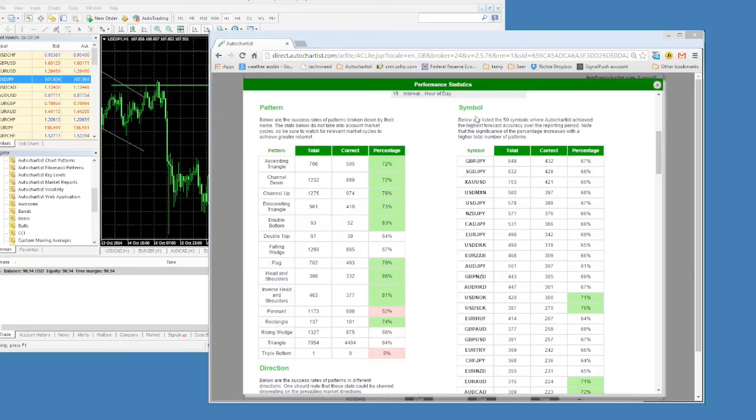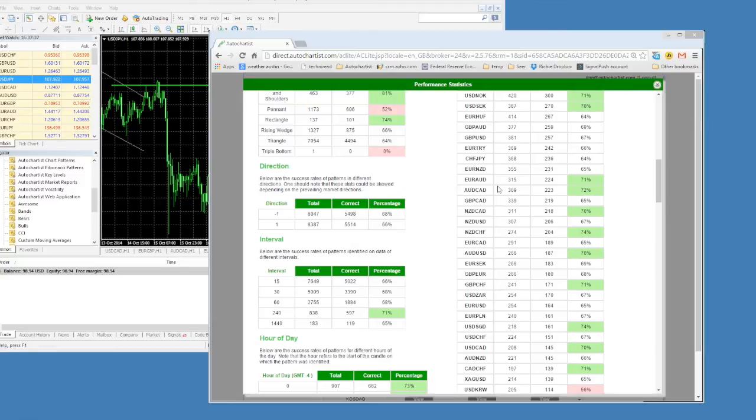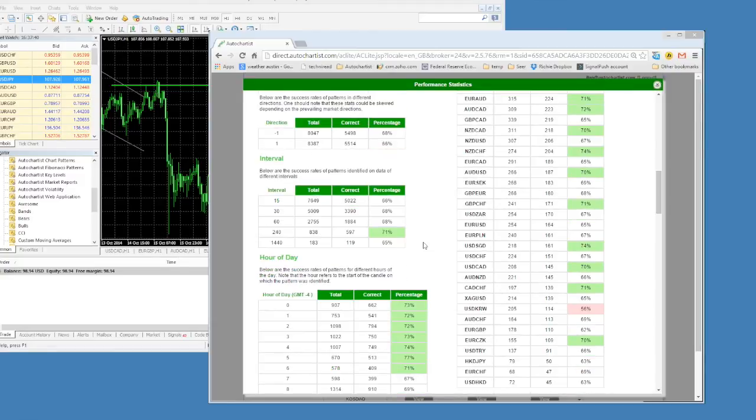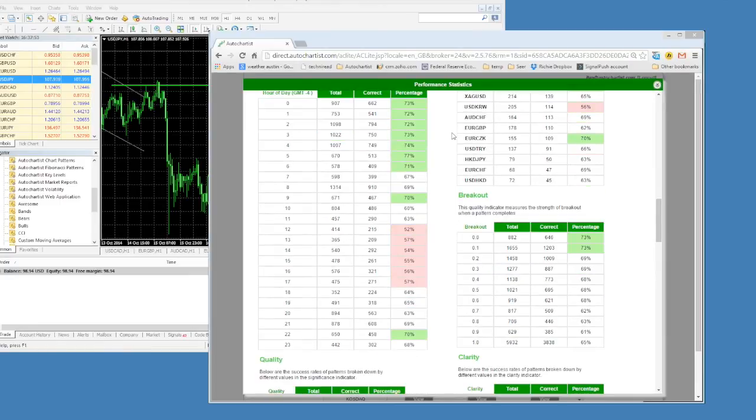We also have a breakdown by instrument, which instruments have been performing well, which intervals have been performing well, and of course, very importantly, the hour of day, which is where the question came in. My stats here are in GMT -4, so it's New York time. So certainly the European session, as you can see, the performance of chart patterns in the European session is far greater than during any other session.